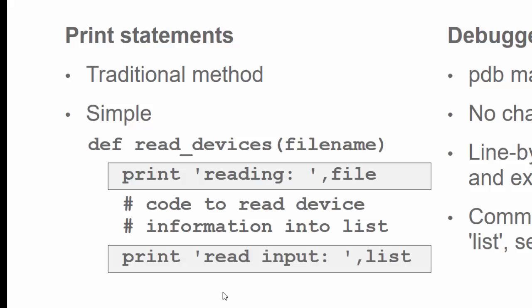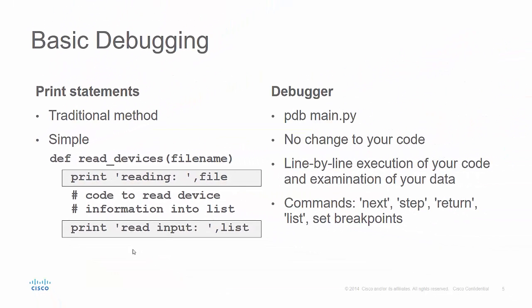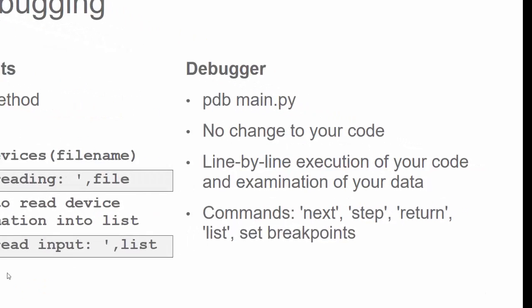The simplest way is simply to put print statements inside your code to print out the state of various variables that you are interested in. In the example shown here, within the read devices function, we will print the file name that we are attempting to read. Once we've read that information, we will print out the list into which we've read that information. This will allow us to compare the data that we thought we read with the data that we ended up with.